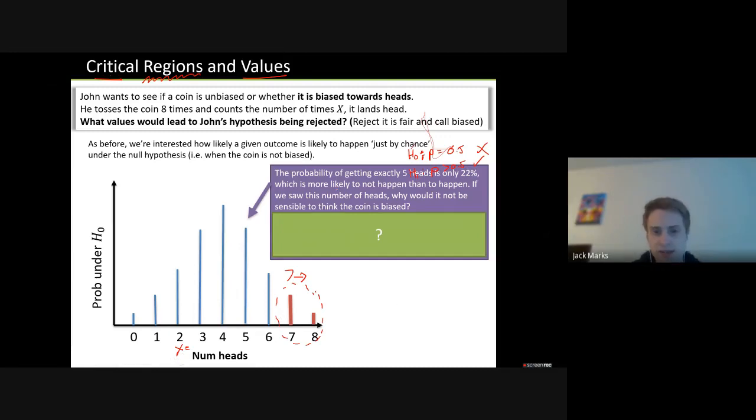Just another note here. It says the probability of getting exactly 5 heads, which is not the most likely, but the second most likely result, is only 22%. In other words, it's more likely to not happen than happen. So what's the point of this here? It's saying it's not useful to look at the probability of one result alone. You need to have a look at the result of regions. That's what's important.